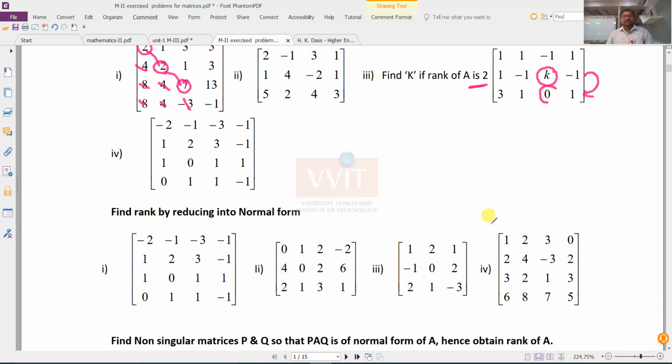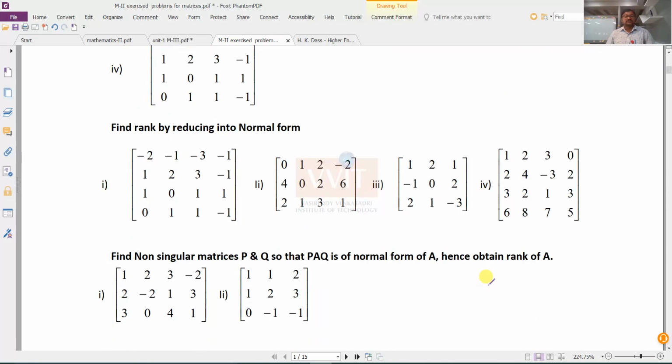Now similarly, reducing into normal form. I think we tried this one. Like this, similarly we can go with the other problems. The next concept is to extract the two non-singular matrices P and Q by reducing this into normal form. Let us see that in the next lecture.